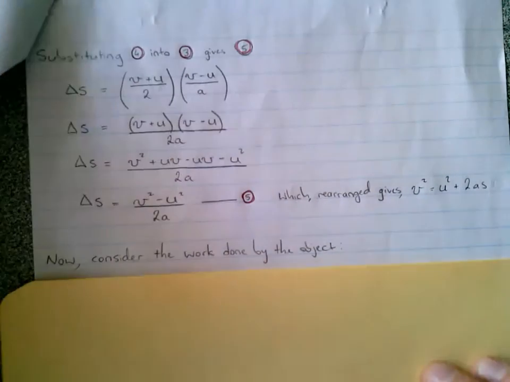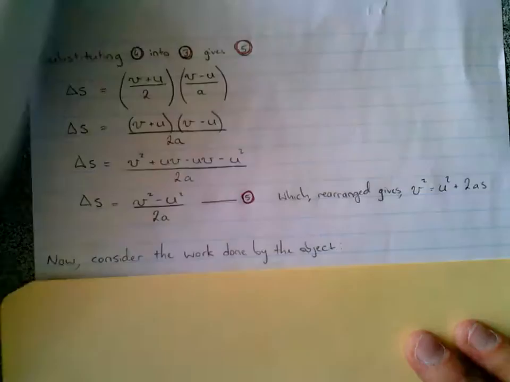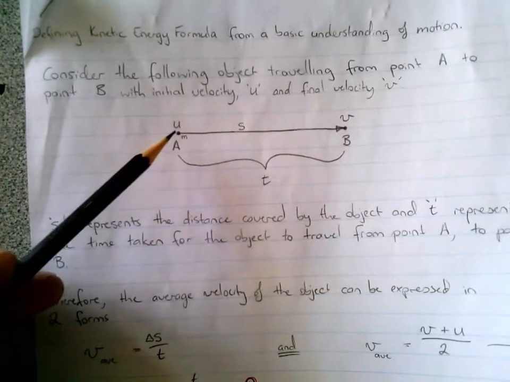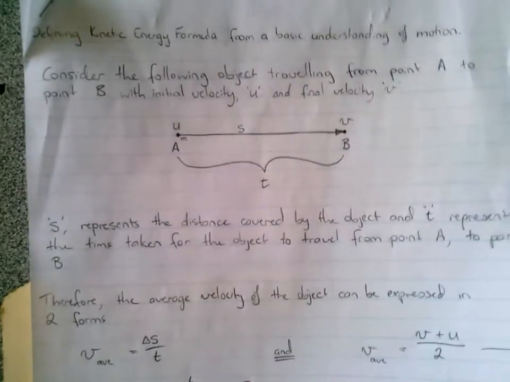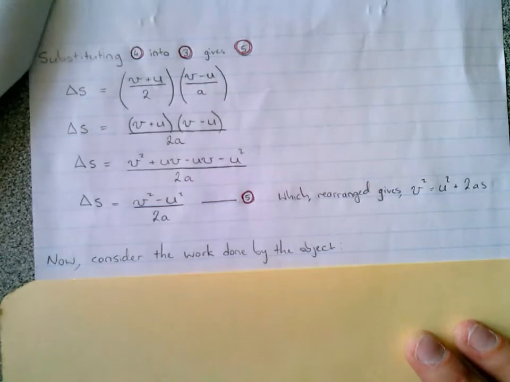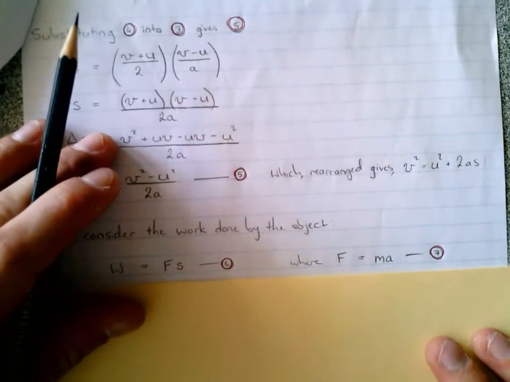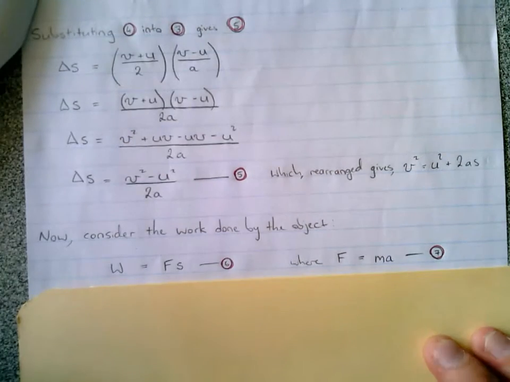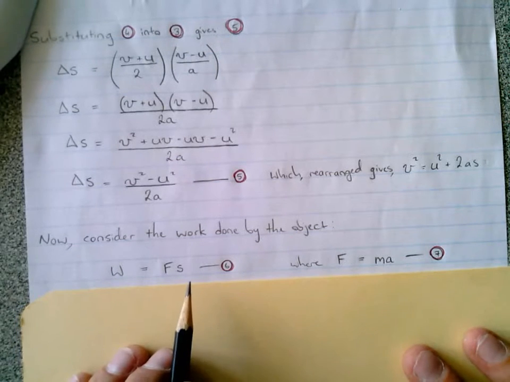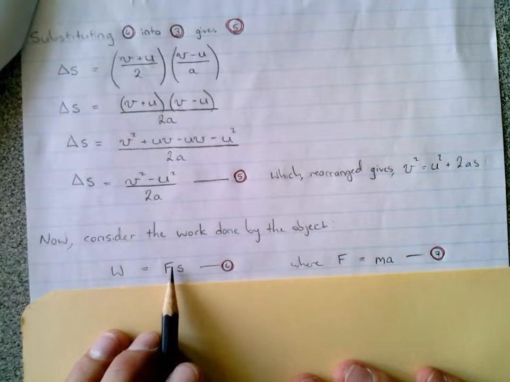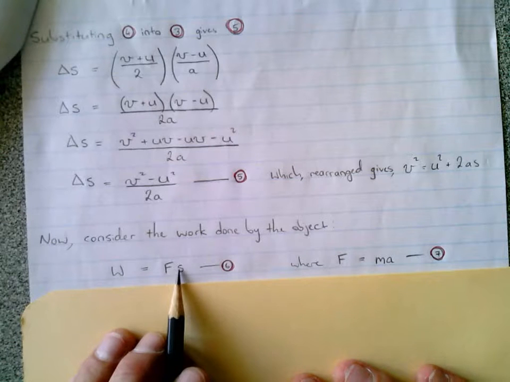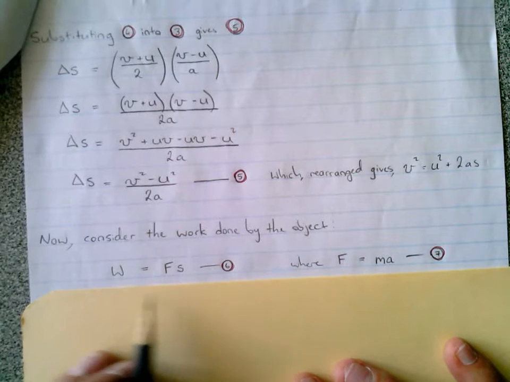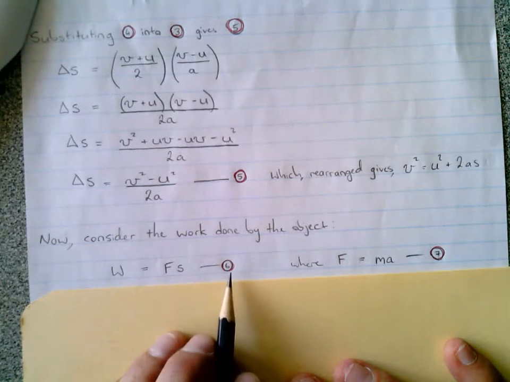Now, consider the work done by the object. The object, just to refresh our memory, is right here. Object with mass m travelling at initial velocity u. The work performed by that object is equal to the force multiplied by the displacement. Okay, this is our formula for work. And I've called that equation 6.